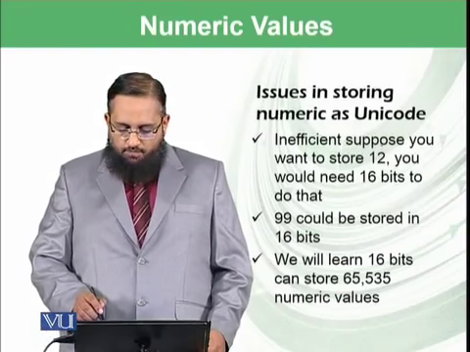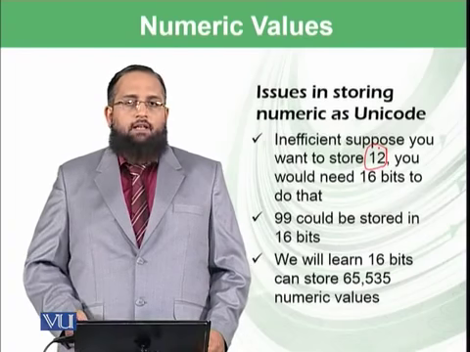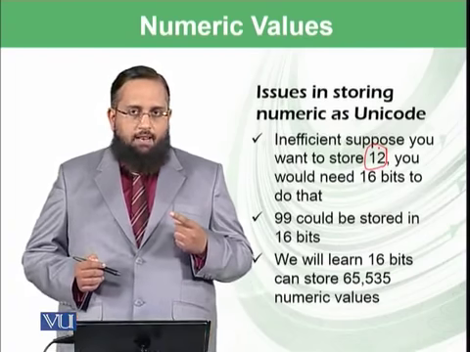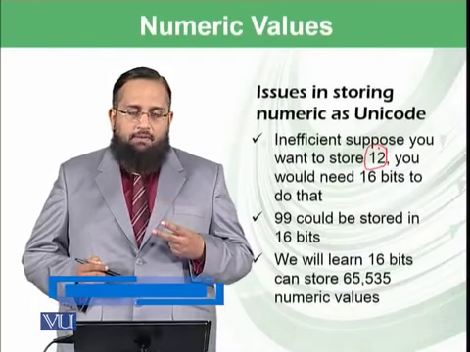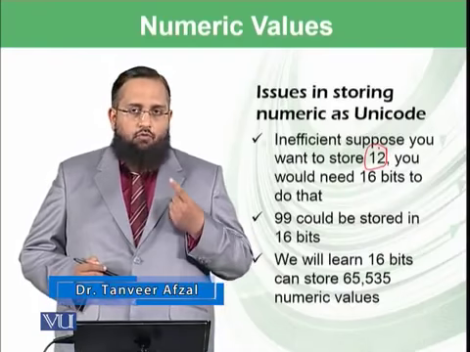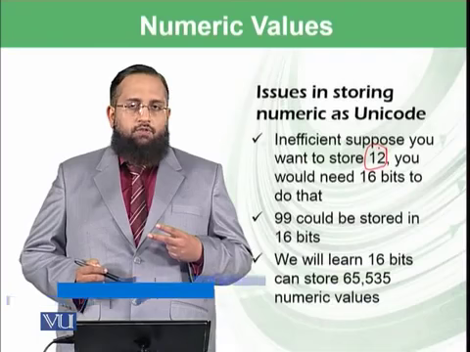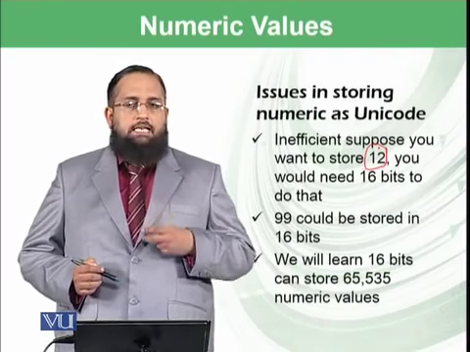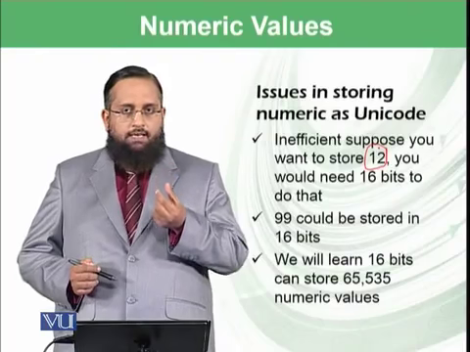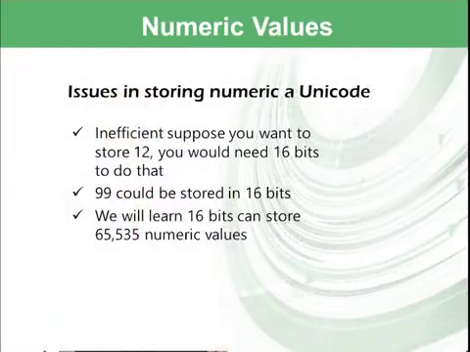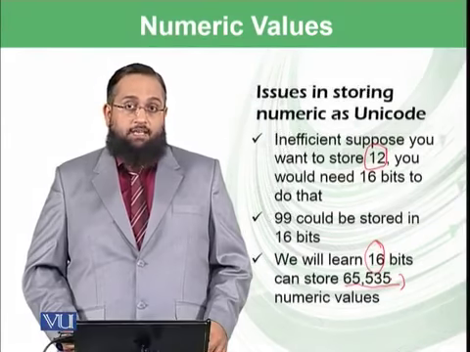If we want to store 12, we have learned that 1 would be treated as one symbol and 2 would be treated as another symbol. So we would need 8 bits to store the 1 from 12 and another byte to store 2. This means we would need 2 bytes or 16 bits to store only the number 12. However, we will shortly learn that with 16 bits, we can actually store 65,535 numeric values. That is really a surprising fact.